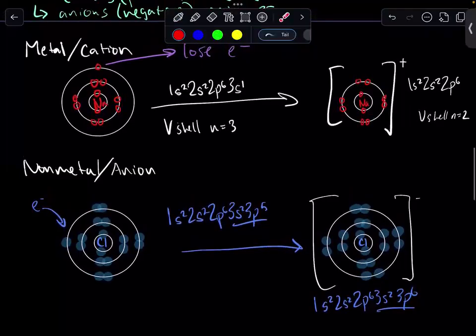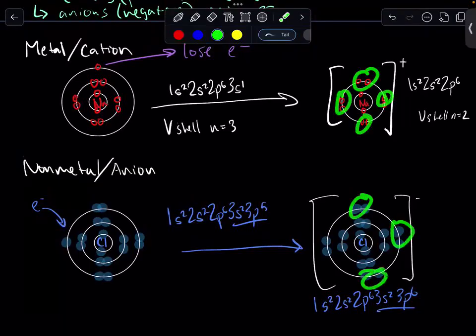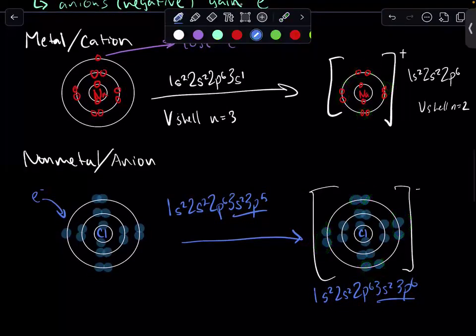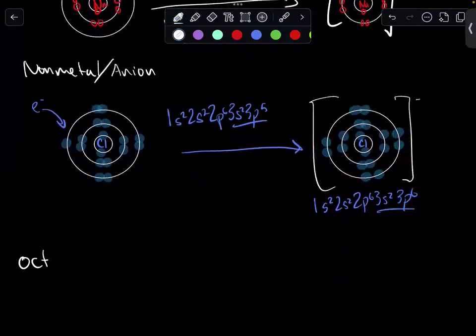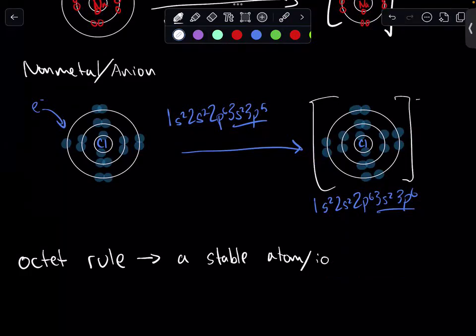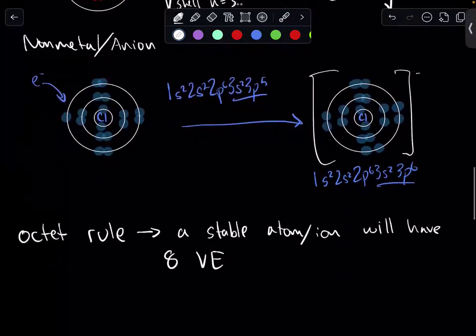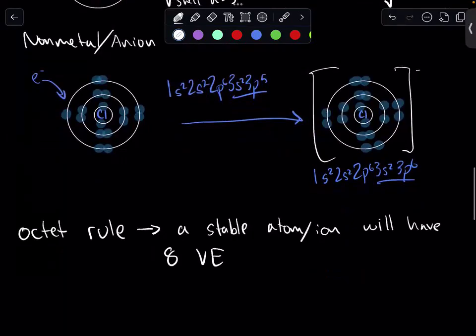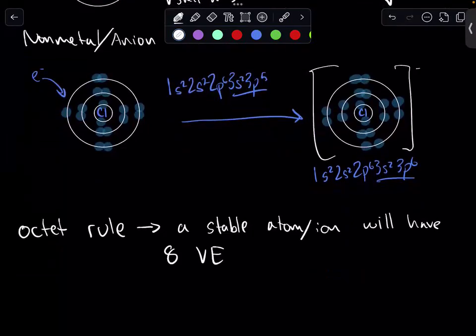Something you may notice or you may have already learned is that we have 8 valence electrons to create a full outer shell. Generally, that's what we refer to as the octet rule. The octet rule basically states that a stable atom or ion will have 8 valence electrons. And that is generally what we refer to as a stable energy level. When the s and p orbitals are full, they create 8 electrons. So that's full s and p orbitals.